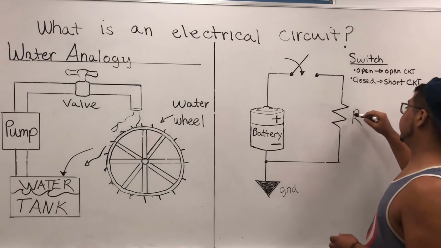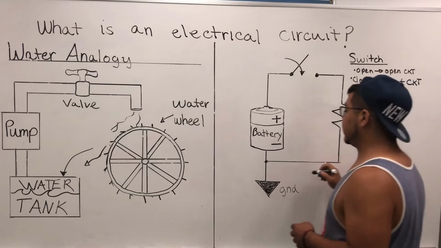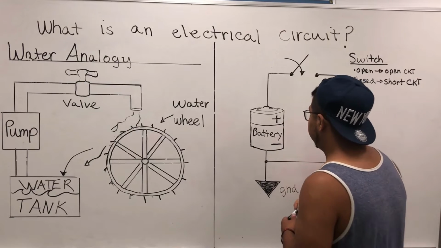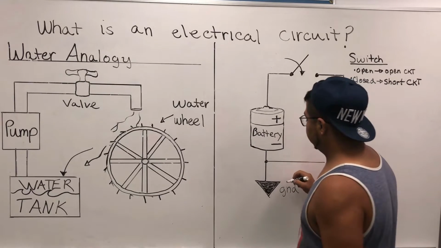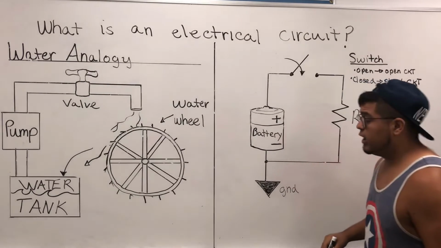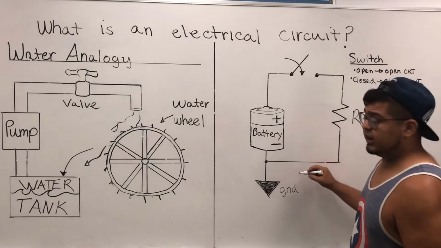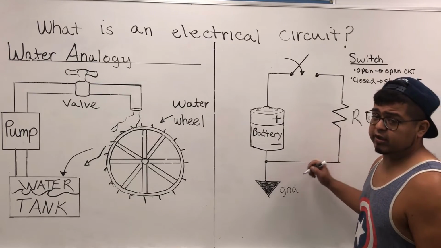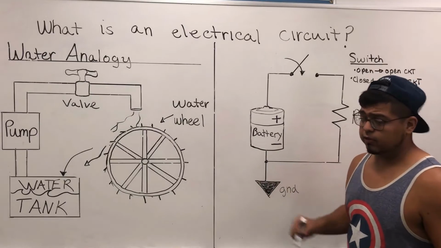At the bottom of the resistor, it is connected to the bottom of the battery, and that is connected to a reference point called ground. Ground is the point of the circuit where the voltage is equal to 0.